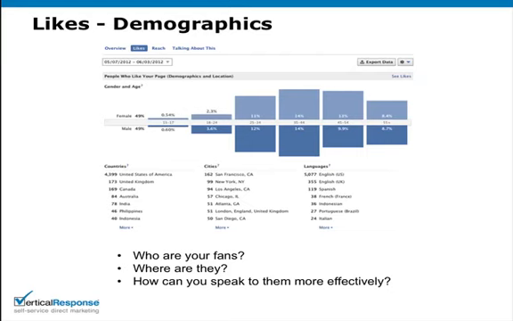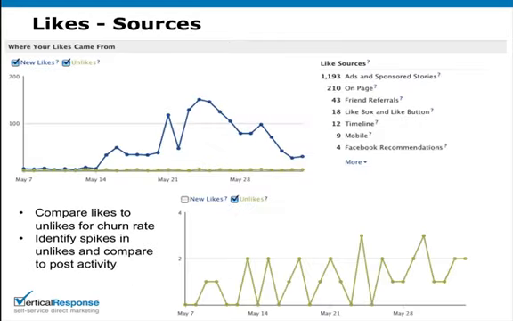trying to engage them and seeing if you can lift that as well. The second part of that likes insights is going to be sources. Where are your likes coming from? For one, you can look at that by date and really see when you're seeing spikes and try to compare that to the activity you had.